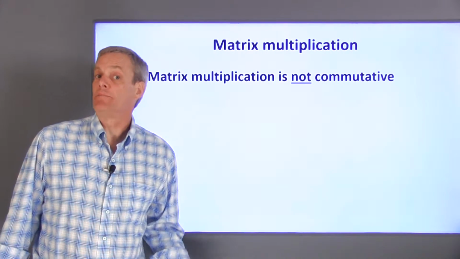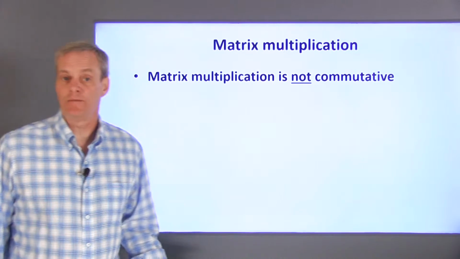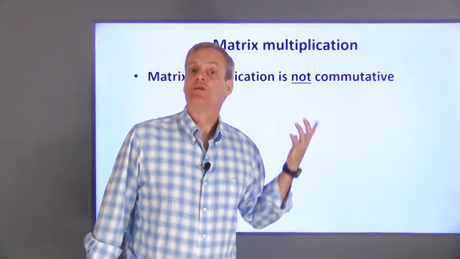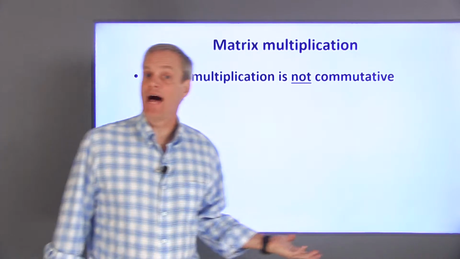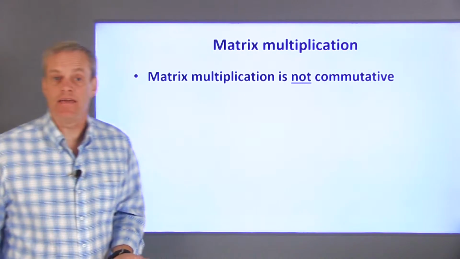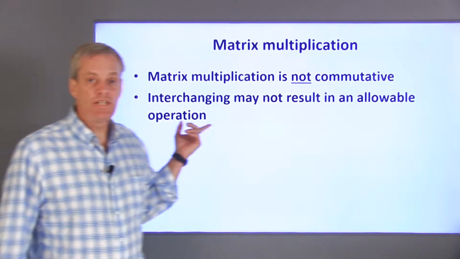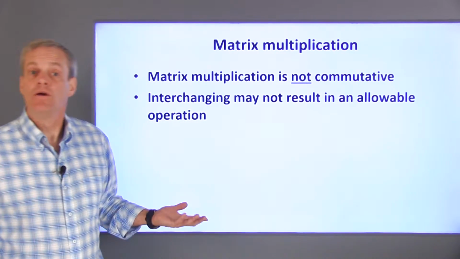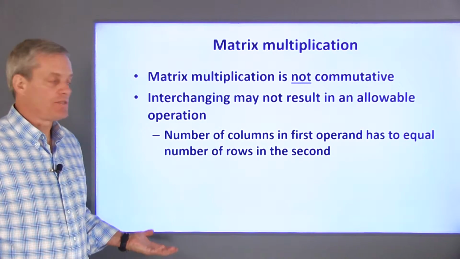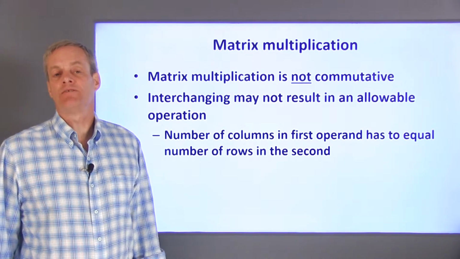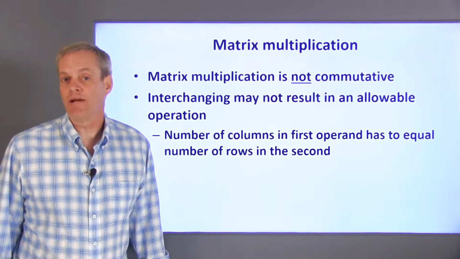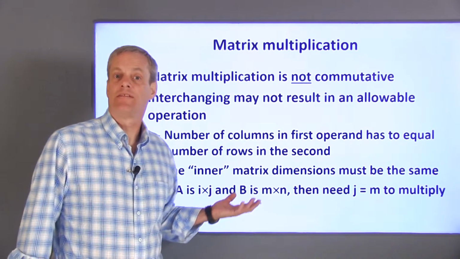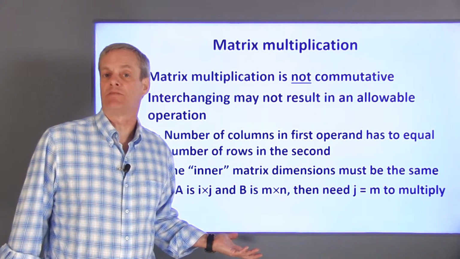Finally, I want to make a couple of comments about matrix multiplication. Matrix multiplication is not commutative, so A times B is not the same as B times A. In fact, switching the order of the operands may not even result in a legal operation. Recall that the number of columns in the first operand has to be the same as the number of rows in the second operand. This condition is often summarized as a requirement that the inner array dimensions must match.